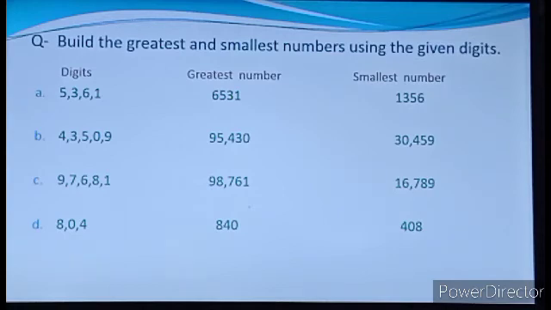Which digits are given? 4, 3, 5, 0 and 9. Okay, here 5 digits are given. That means whichever number of digits are given, the number should have that many digits only. If 5 digits, a 5 digit number has to be built; if 4 digits, a 4 digit number. Okay, so 5 digits. So the greatest number starts from the greatest digit. So 9, then the smaller is 5, then 4, then 3 and 0. So the number becomes 95,430. Now we build the smallest number.